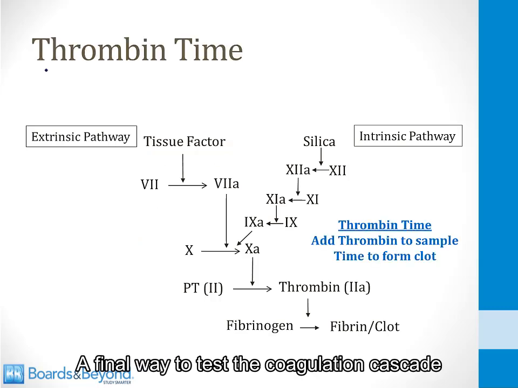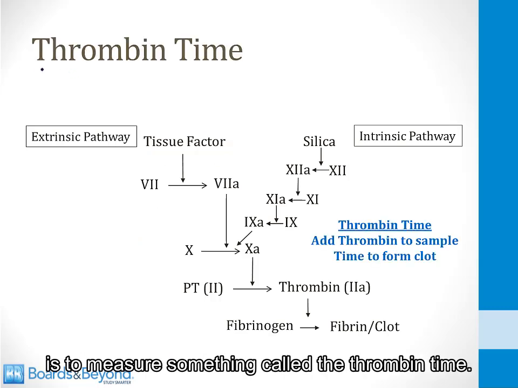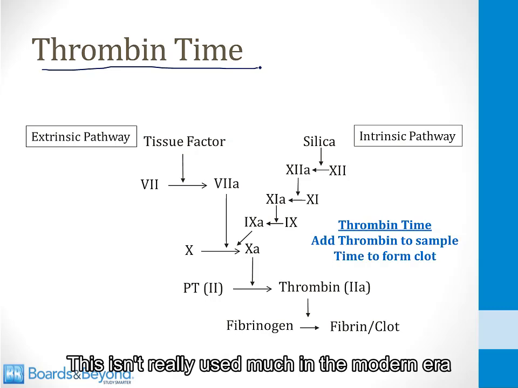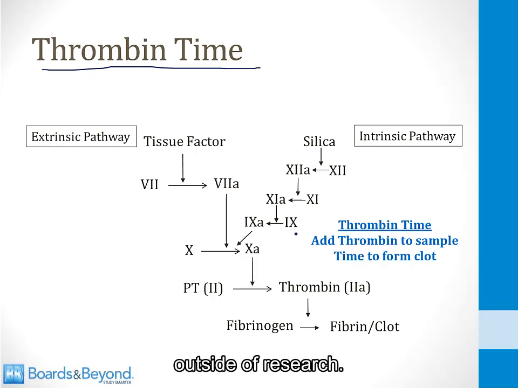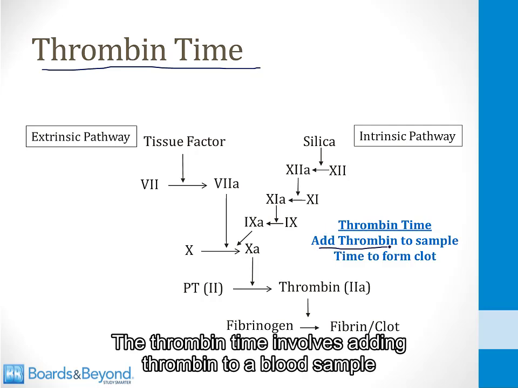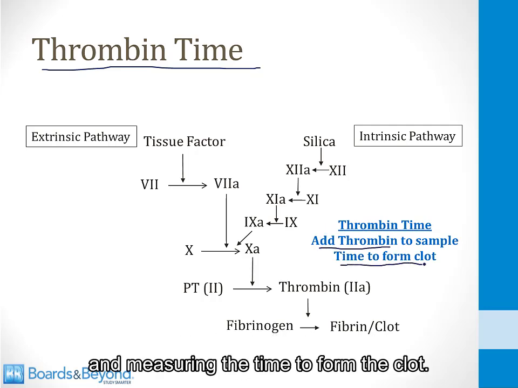A final way to test the coagulation cascade is to measure something called the thrombin time. This isn't really used much in the modern era outside of research. The thrombin time involves adding thrombin to a blood sample and measuring the time to form the clot.